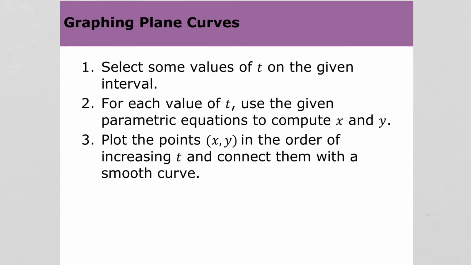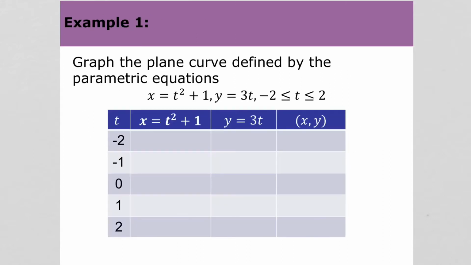So to graph plane curves, select some values of t. For each value, use it to create parametric equations with x and y and plot the points over the graph. So let's look at an example here. It says graph the plane curve defined by parametric equations x equals t squared plus 1 and y equals 3t. So what we're going to do here is when we plug in for x, we're plugging in t.